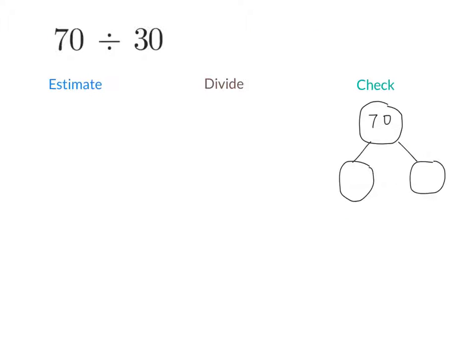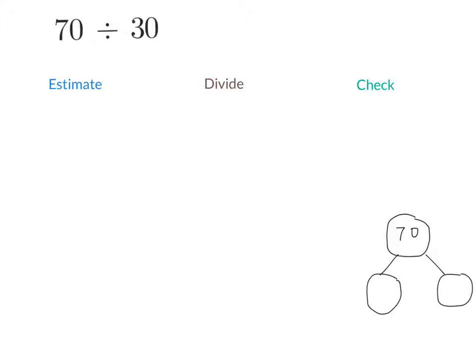In this problem, 70 divided by 30, what is our whole? Everyone? 70. What is our divisor? 30. Okay, let's use the skill we learned last week first, which is to estimate. Okay? Do we estimate the whole or the divisor first? Which one's the divisor? 30.